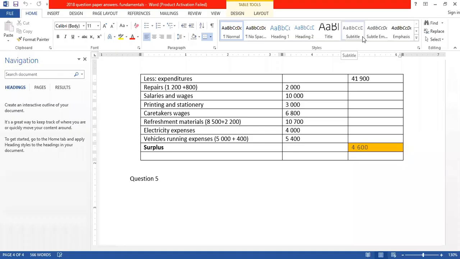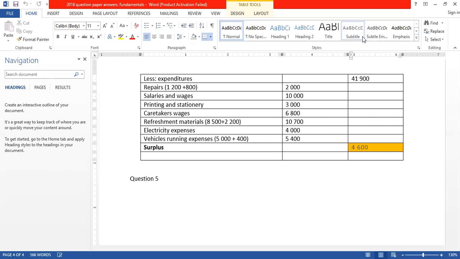Okay, so today we are moving on to our final question, question 5 of the 2018 question paper, Fundamentals of Accounting. The last question, question 5, has to do with incomplete records, and you were asked to calculate your sales and purchases amount to draw up your financial performance and statement of financial position statements.